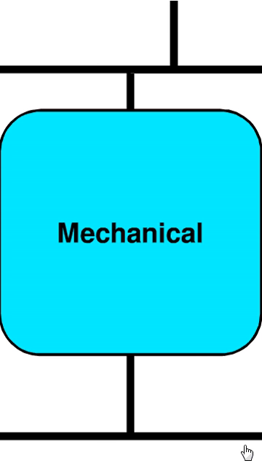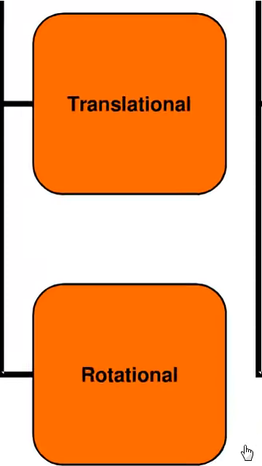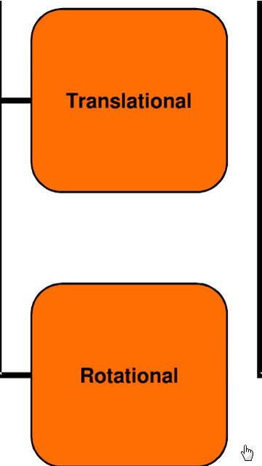Mechanical energy. Now this is the one that we are actually going to study in this unit, and this is broken down into two different types of energies. You have the kinetic energy, which is energy of motion, and we'll talk more about how we calculate that in the next video. But there's two types of kinetic energy.